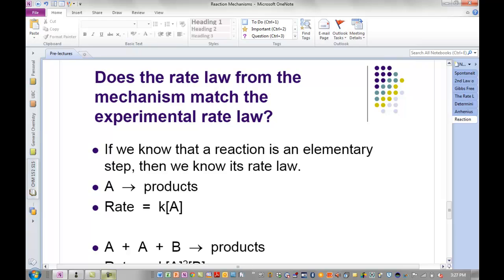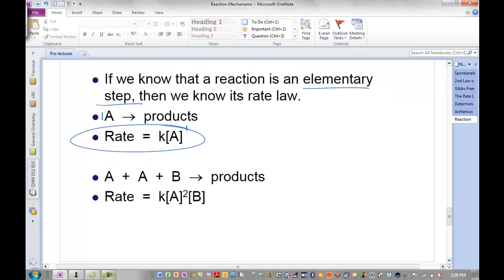And as I've already talked about in this pre-lecture, if it's an elementary step, we can write the rate law directly from the coefficient. We can't do that for a balanced equation, but we can do it for an elementary step. So in this case, we have a coefficient 1 for A. There's our exponent in our rate law. And this reaction, as another example, is actually 2A plus B going to products. All right, so we have a coefficient of 2. There's our exponent of 2. So it's second order with respect to A, first order with respect to B. Okay, and again, that's only for an elementary step.